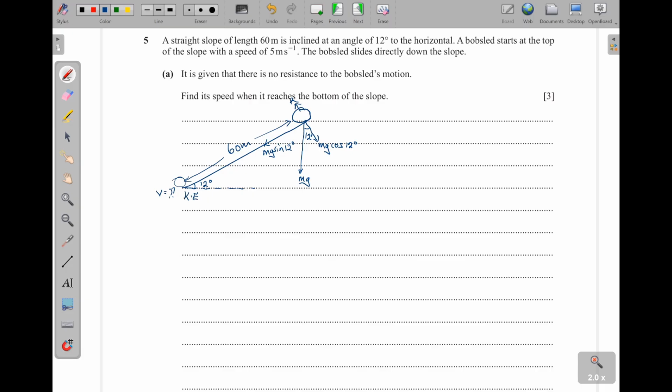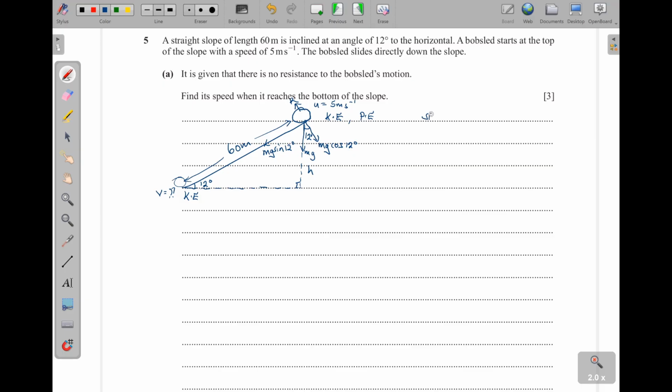But then up here, let me try to shorten this one. The mg, and then let me make this one to be my h. So the h here, we need to find it. Then here there is kinetic energy because it starts with a certain speed, u, which is equal to 5 meters per second. And then there is also potential energy because there is vertical height generated here.